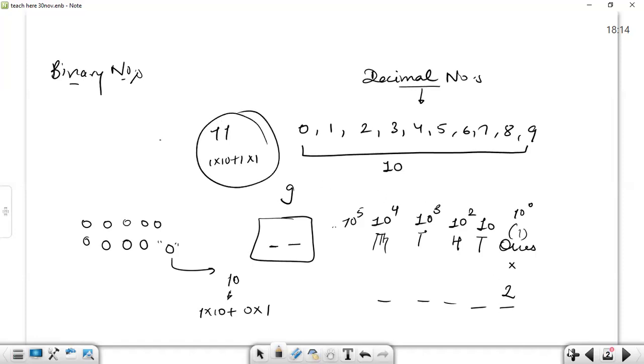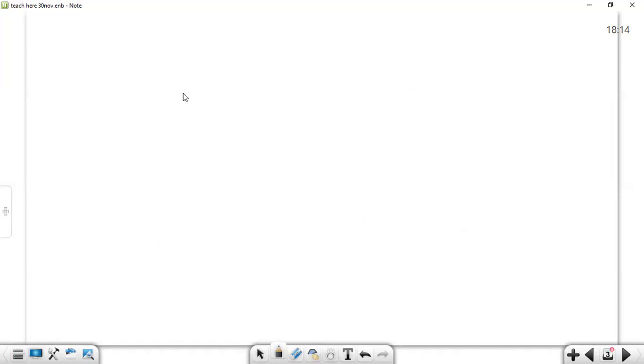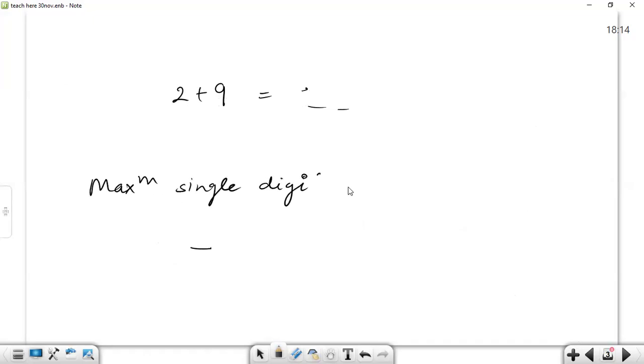Clear? So this is how decimal numbers work. Now we can figure out that to add any 2 numbers, we have to take a carry after 10. If we run out of digits, then we have to use the second place. So 9 plus 2. The maximum single digit number is what? We are talking about only the decimal number system right now. Tell me, what is the maximum single digit number? 9.